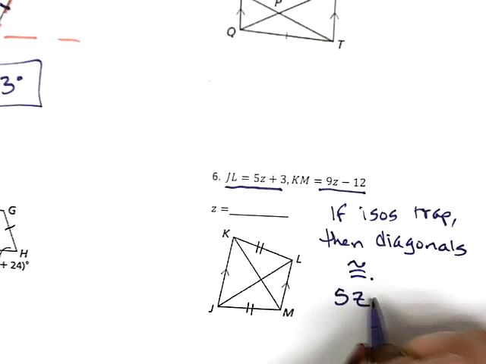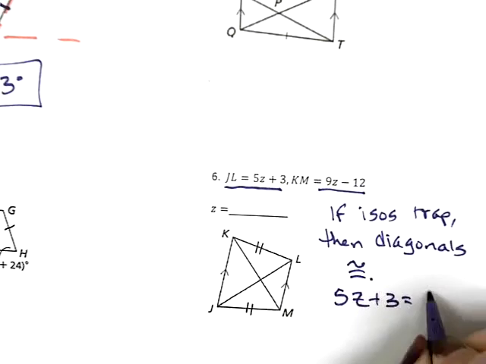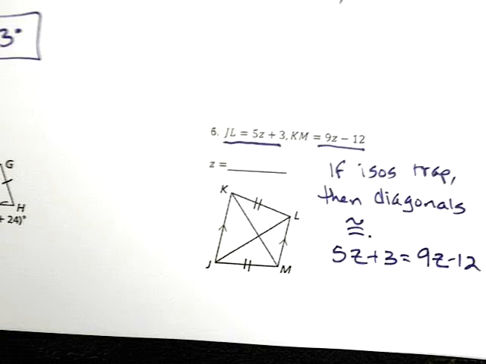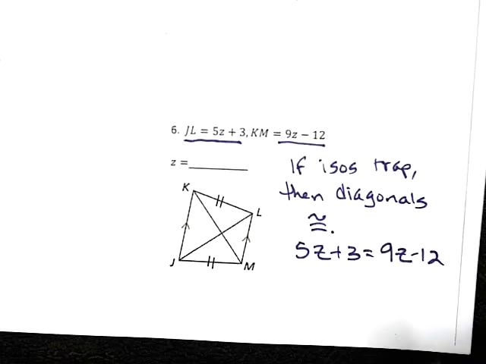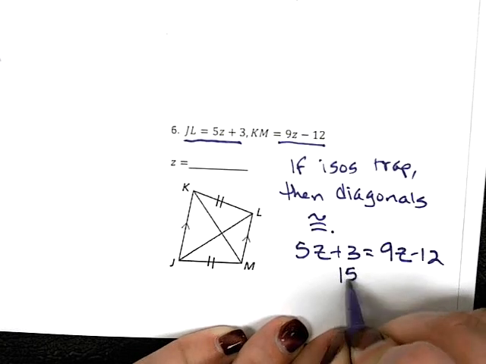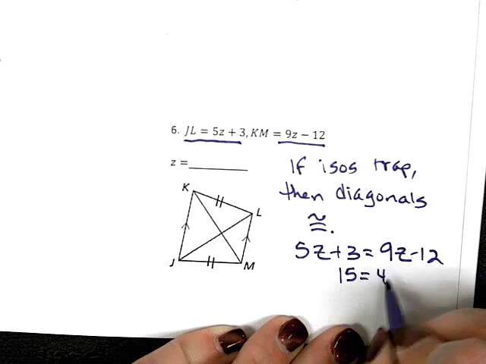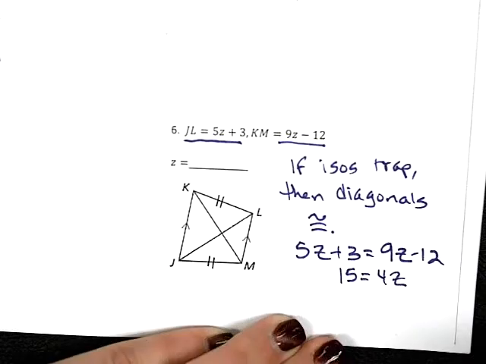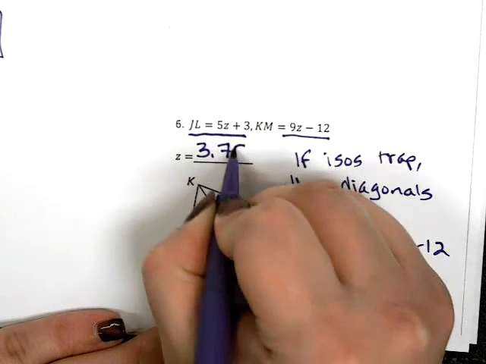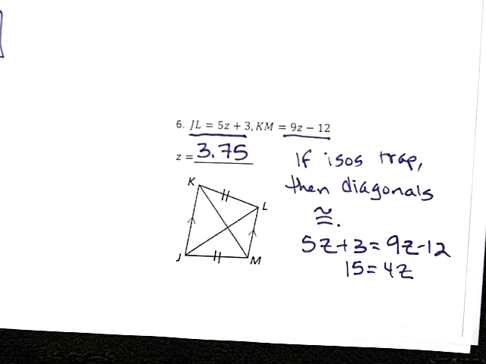So 5Z plus 3 equals 9Z minus 12. All right, and then that means that we can solve for Z. We get 15 equals 4Z, and divide both sides by 4, we get that Z is 3.75. It's okay to get decimals, don't freak out. Everybody always freaks out when we get decimals. You'll get a decimal for number 4 as well, but everything else on this page should be a whole number.